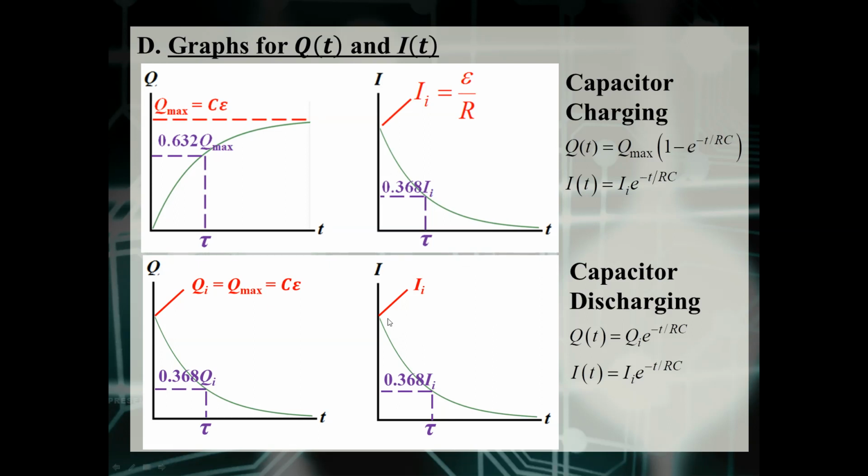Again, as soon as you connect that switch so it goes to point B, the capacitor badly wants to discharge because of all those repulsive forces. So the current initially is really high, and as the capacitor loses more and more charge, those repulsive forces go down, and eventually the current just drops off as the charge reaches nothing.